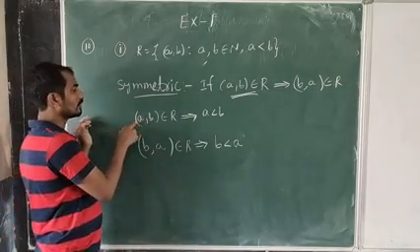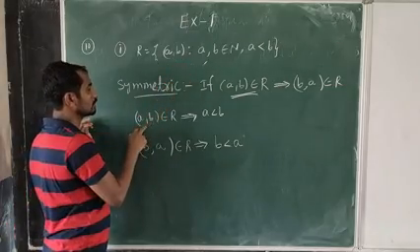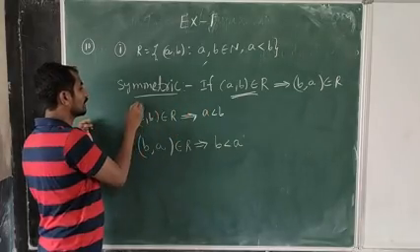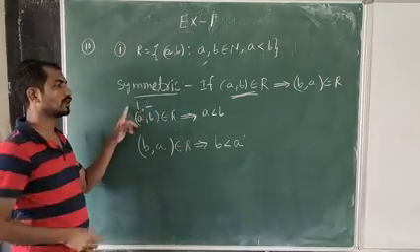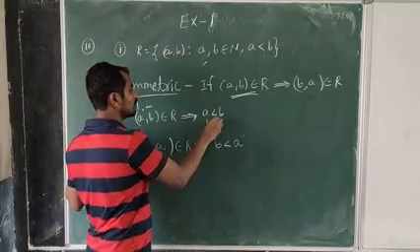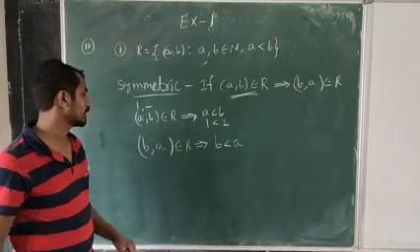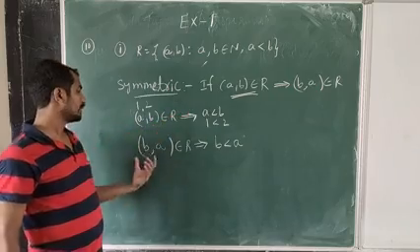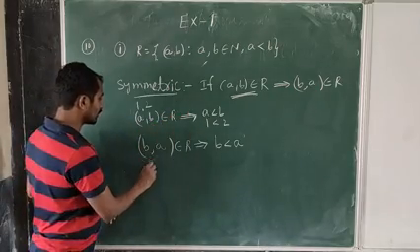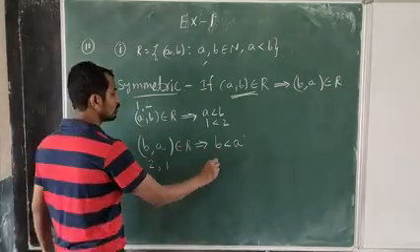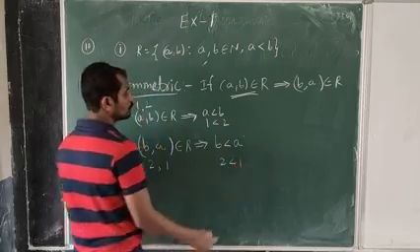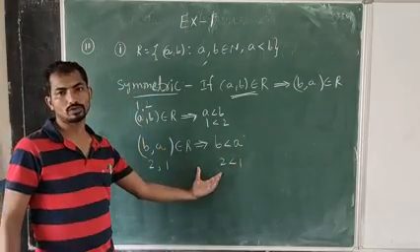Suppose a, b are natural numbers, which means a is less than b. Suppose I am taking 1 comma 2, so 1 is less than 2. Now for b, a, we can write 2 comma 1. Now can I write b less than a? That means 2 less than 1, which is not possible.